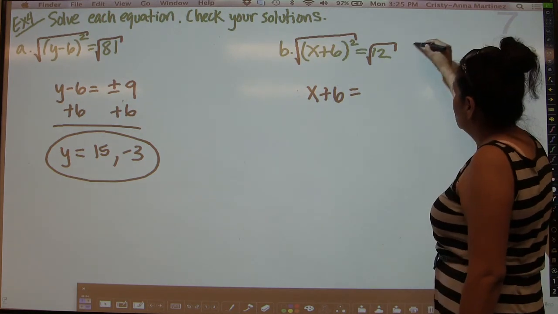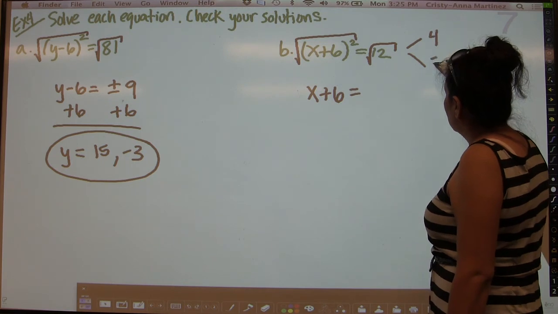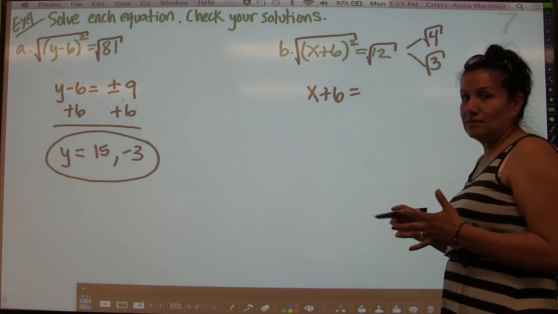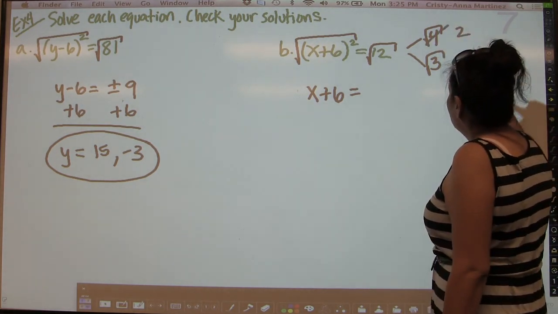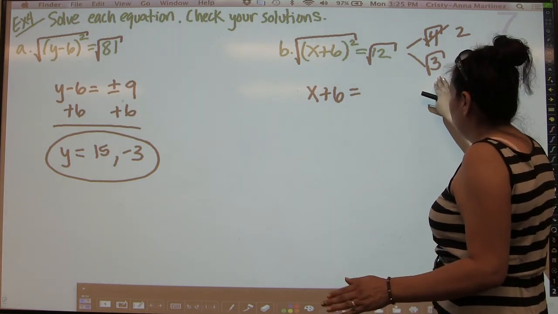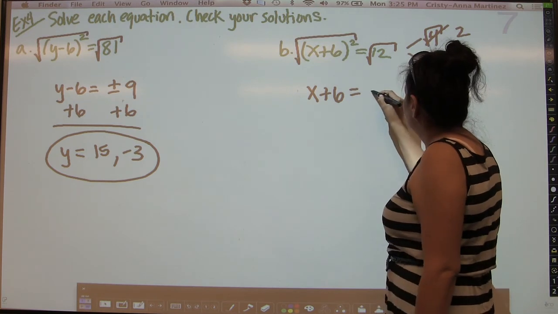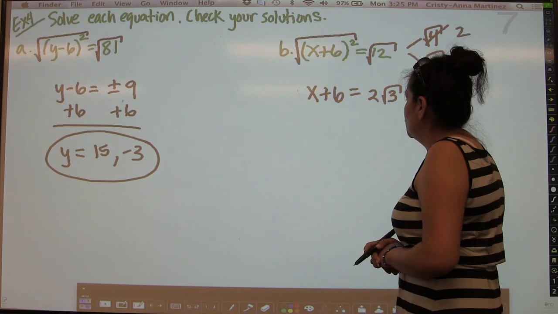So what you want to do is break down your 12. 12 is the same thing as 4 and 3. So the square root of 4 times the square root of 3 is the same thing as the square root of 12. And the square root of 4 we know is 2. And the square root of 3 can't be broken down any further, and it's not a perfect square. So we get that the answer is 2 root 3. The square root of 12 is the same thing as 2 root 3.